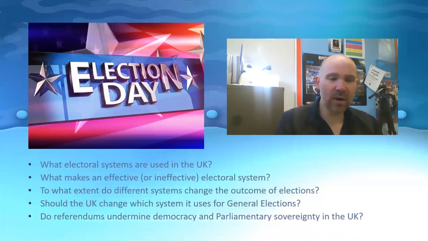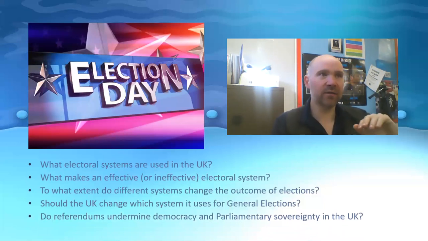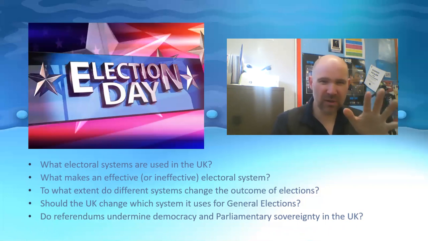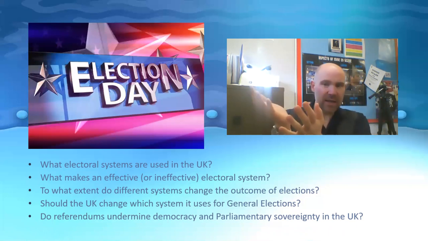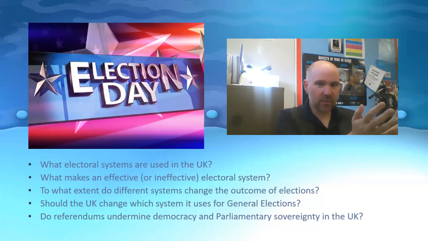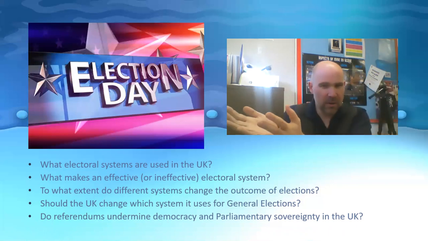And then, because referendums are also a form of voting, it's not an election, but it's a form of voting, we'll be asking whether referendums undermine democracy and parliamentary sovereignty in the UK. So, like, if you have elections and then you also have referendums, do the referendums kind of harm the other elections?